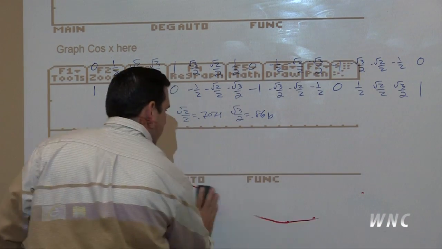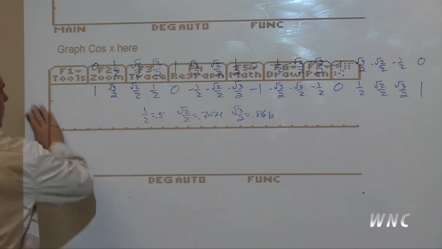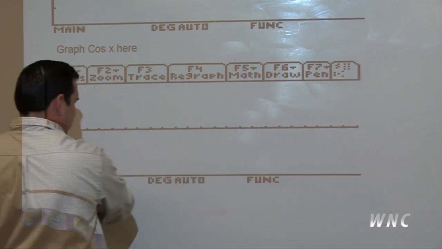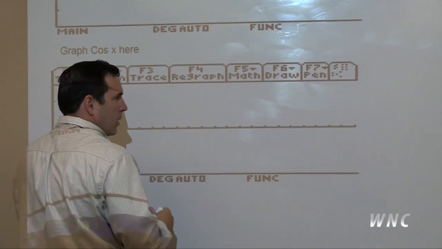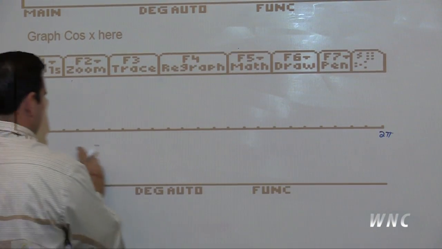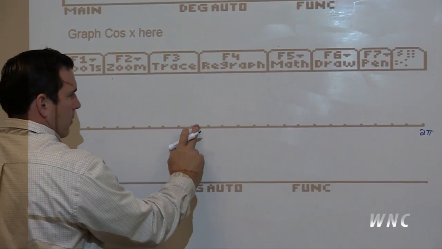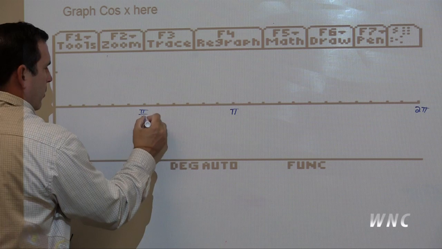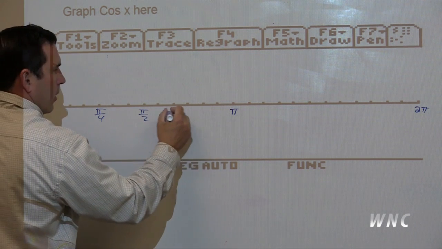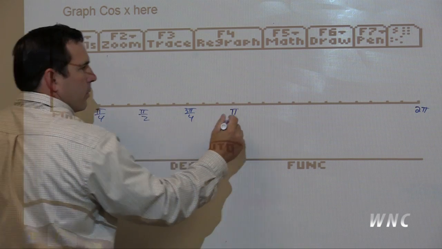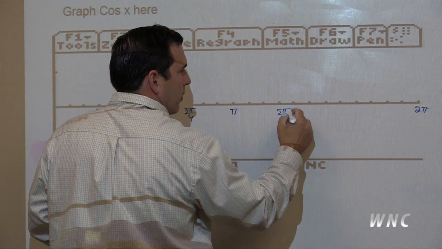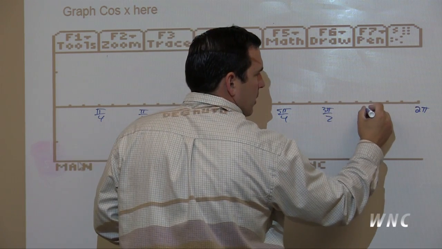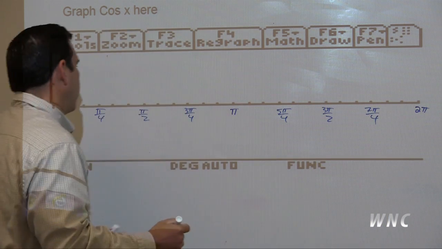Let me clear the board. Same thing here, we have to label our cosine graph. This is the 2 pi mark, pi mark, pi over 2, pi over 4, 3 pi over 4, 5 pi over 4, 3 pi over 2, 7 pi over 4. Okay.